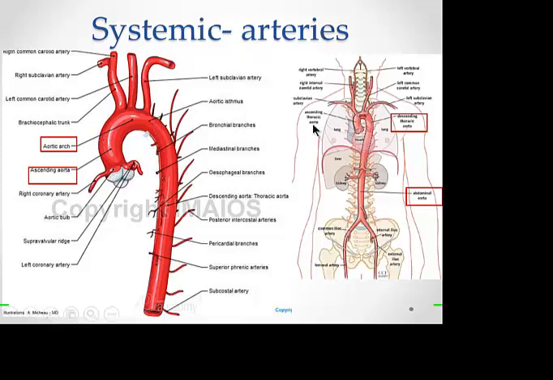Then when we go to the arch of the aorta, this region is meant for supply of the head and neck area and the upper limb. Arteries which supply the head area are called carotids. Arteries which go to the limbs are called subclavian. So we will look at that. Don't just pay attention to what I'm saying. Arteries going to the head and neck area are called carotids. Arteries going to the limbs are called subclavian.